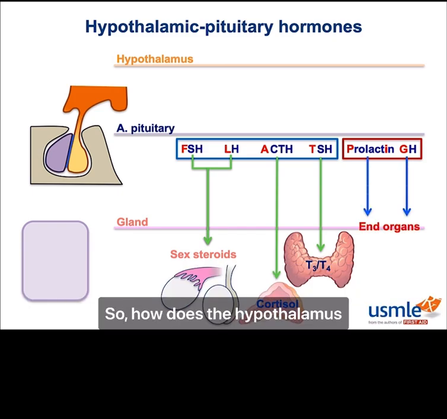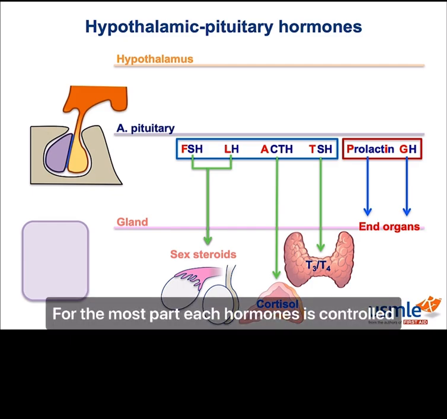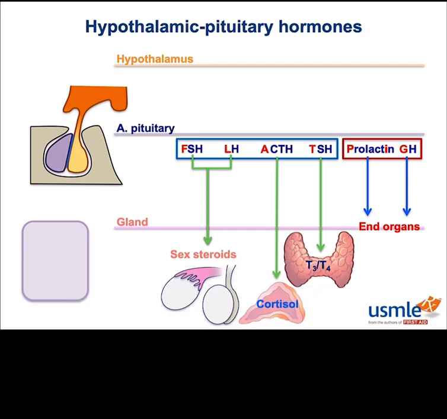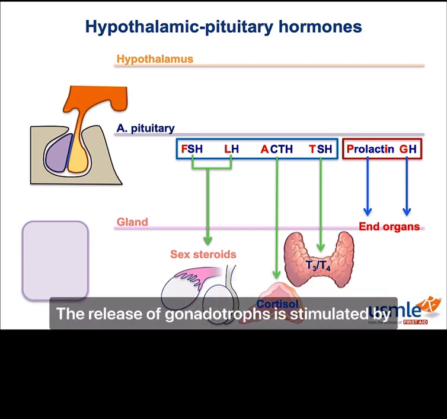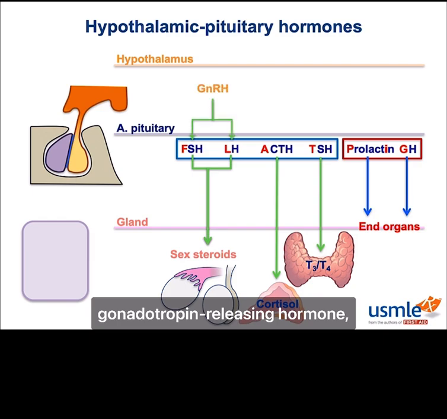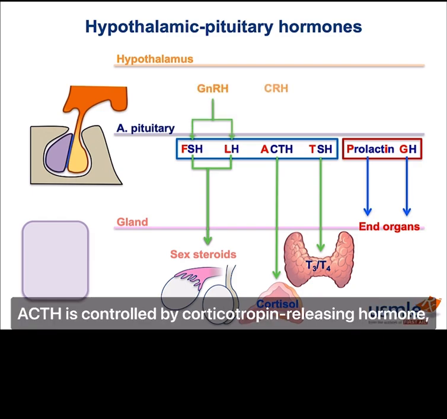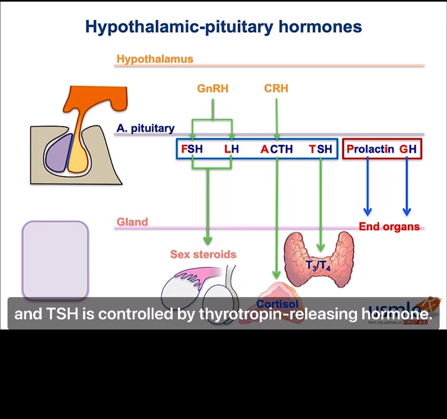So, how does the hypothalamus exert control over the anterior pituitary? For the most part, each hormone is controlled by a releasing hormone that the hypothalamus shoots down the hypophyseal portal system. Can you remember which releasing hormones stimulate which anterior pituitary hormones? Go ahead and pause the video and see if you can get them all. And remember, there's one odd man out. The release of gonadotrophs is stimulated by gonadotropin-releasing hormone, ACTH is controlled by corticotropin-releasing hormone, and TSH is controlled by thyrotropin-releasing hormone. All pretty logical.